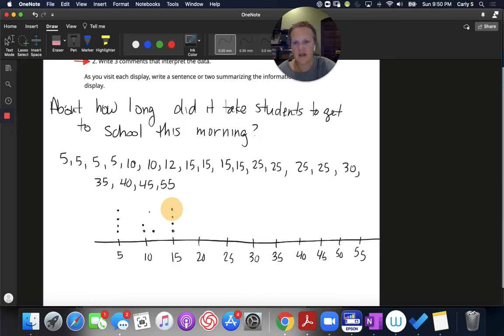And see, my dots are evenly spaced horizontally also. Okay, 25 minutes. There, 1, 2, 3, 4 of those. 30 minutes, just one, a 35, a 40, a 45, and a 55. Okay, that is our dot plot.